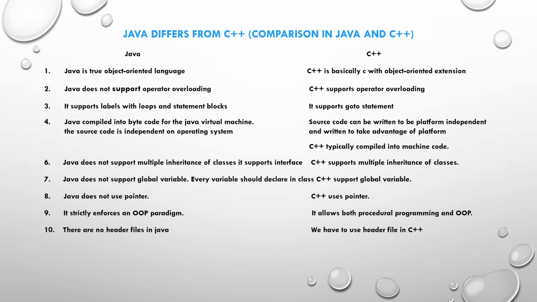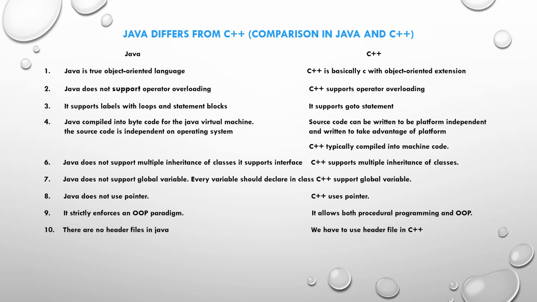So we all know what a local variable is and what a global variable is. Local variables are the variables which are declared within a function or within the main function. Global variables are the variables which are declared outside the main function. So Java does not support global variables. C++ supports global variables.